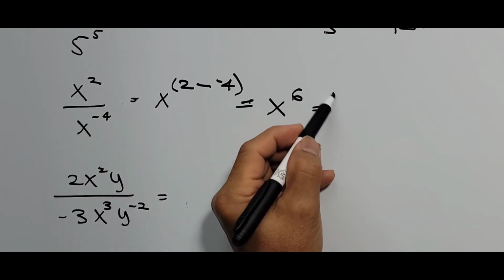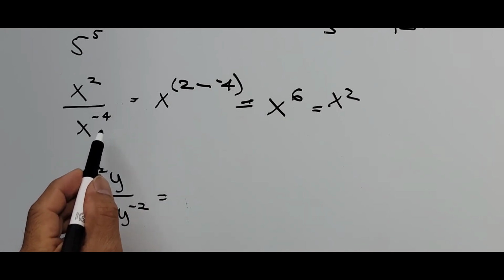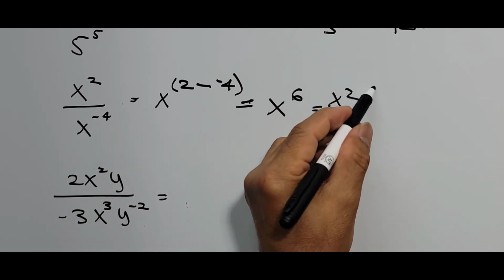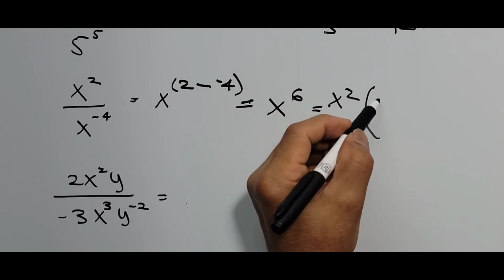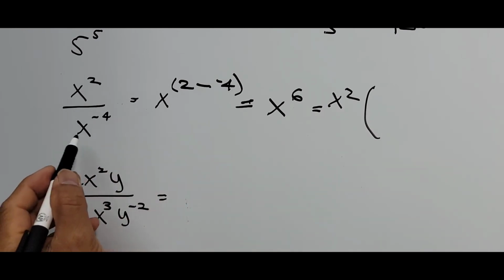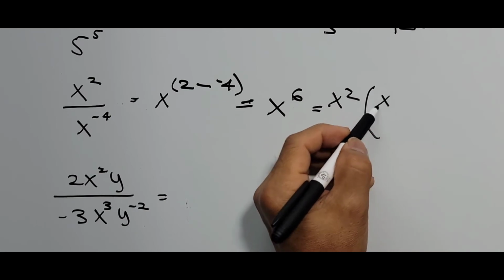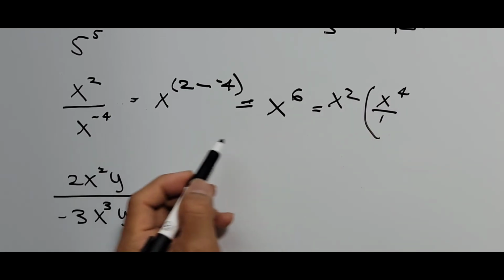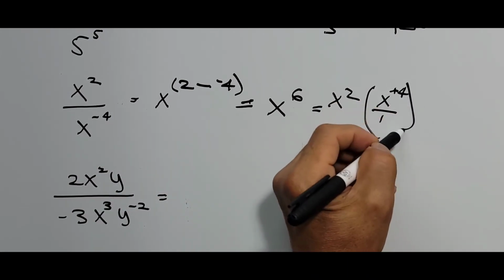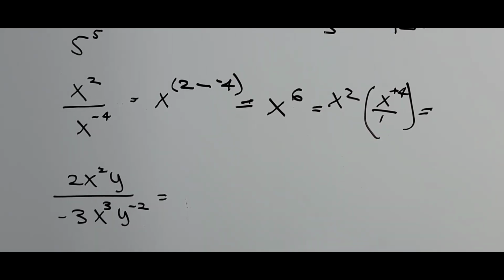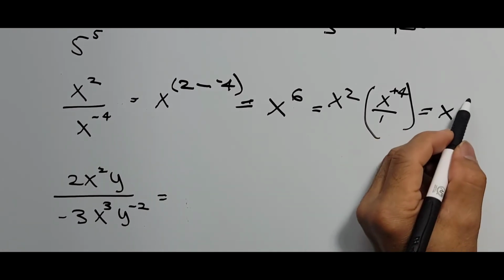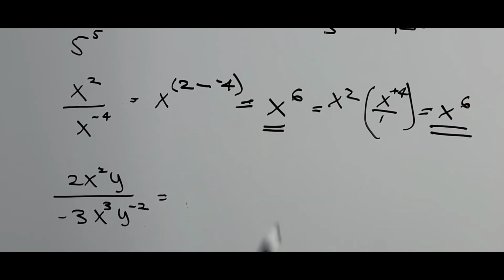The other way to solve this problem is to copy x squared, and then the negative exponent means the reciprocal. The reciprocal of x to the negative 4 is 1 over x to the fourth, and dividing by that becomes x to the fourth, since the negative becomes positive. That's the same as copying the base and adding the exponents. That's 6. So that's the same thing as the other way.